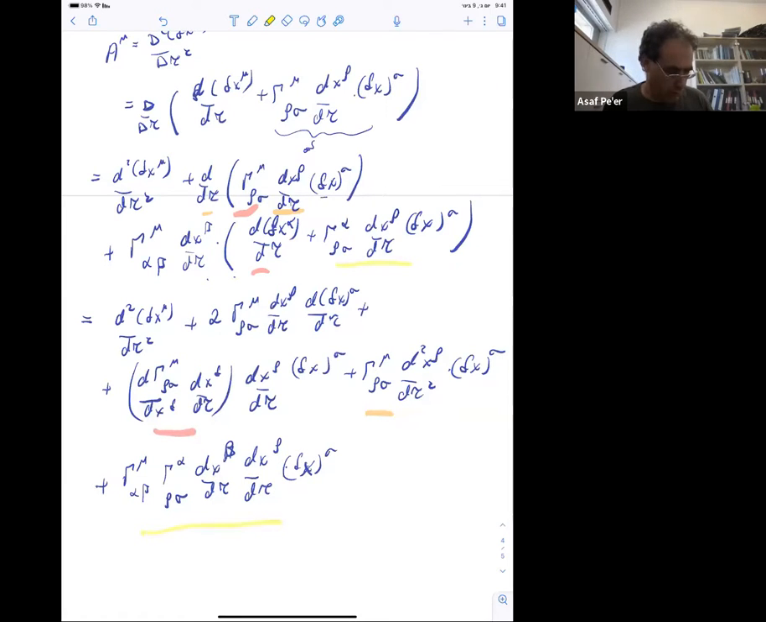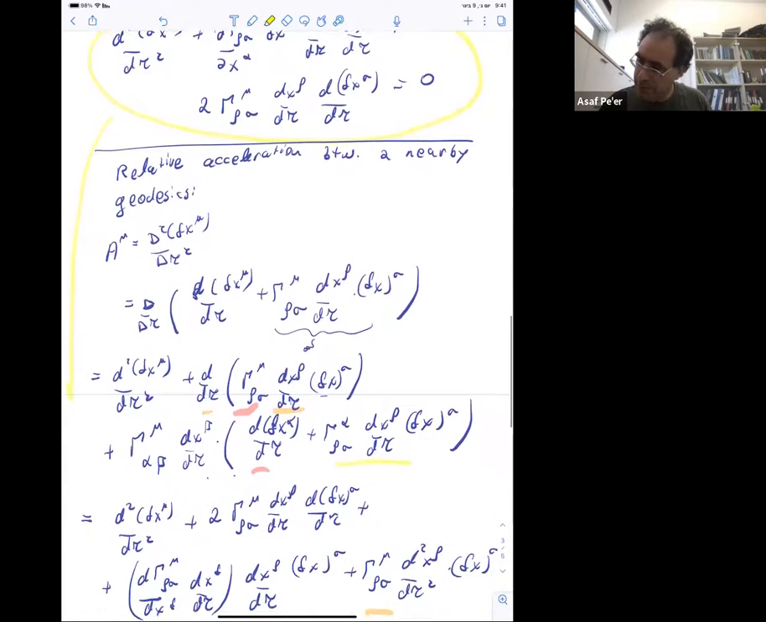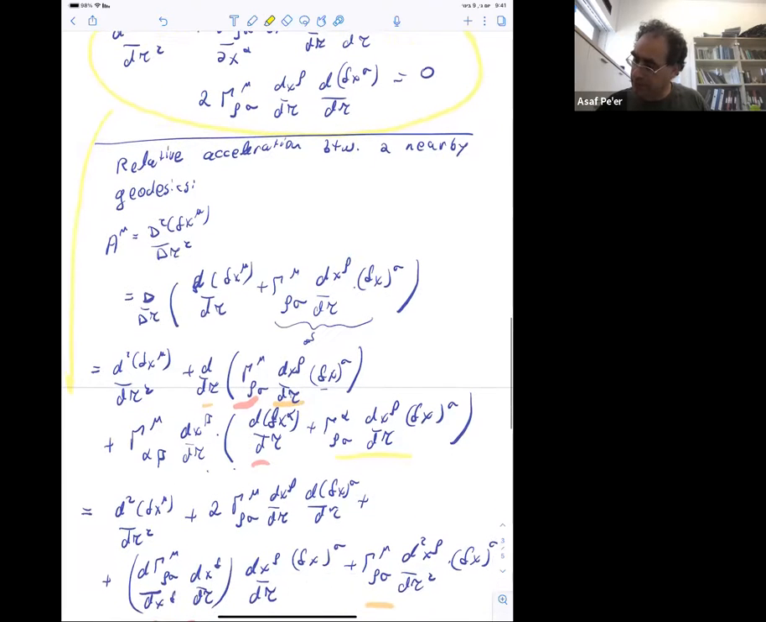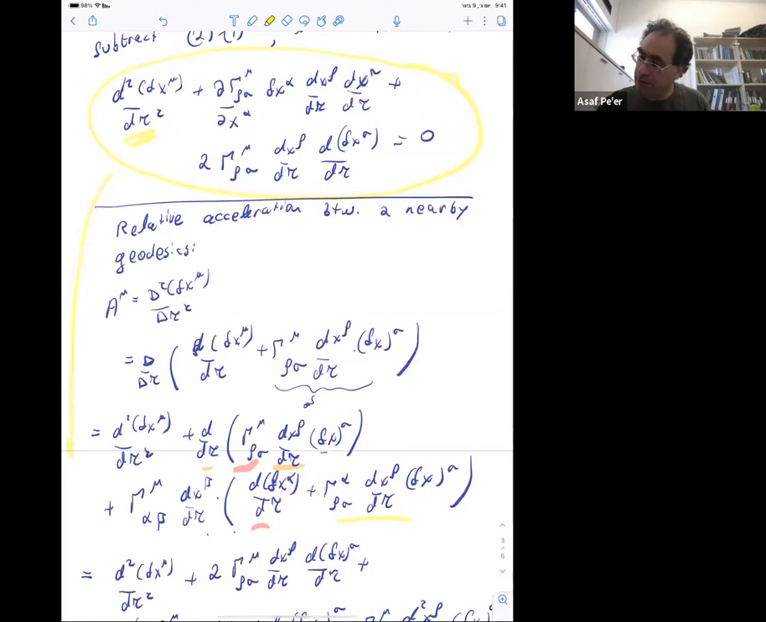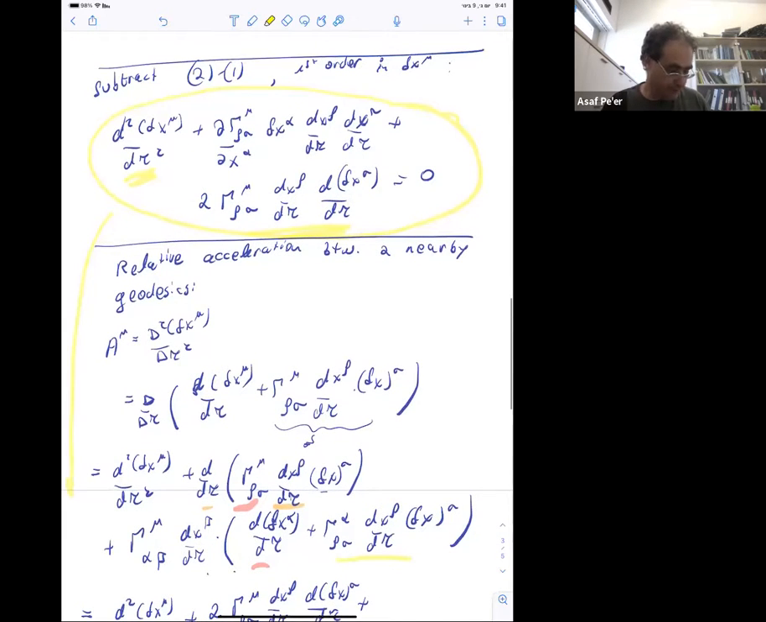So now I can use this equation, which we derived, to write down d squared delta x mu. As so, I have really, okay, this first term here and here is just equal to these two. So I can replace them with some minus of the third term.